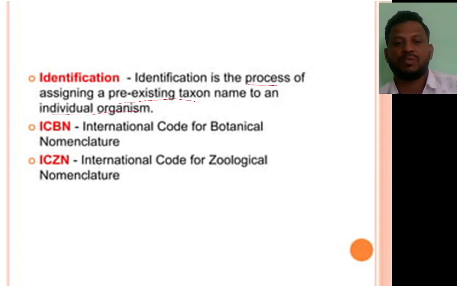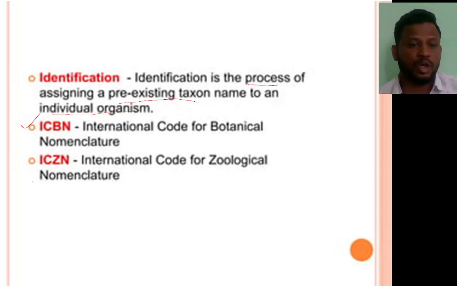It means we are going to see the existence of the organism. We are going to see the existence of the previous name, and we are going to see the propagation or the living style of those animals. We are going to take two different types of nomenclature here.